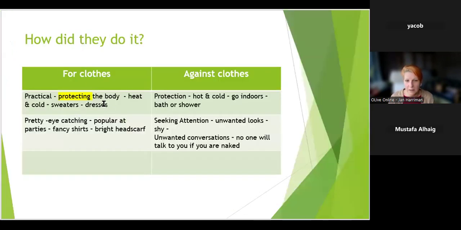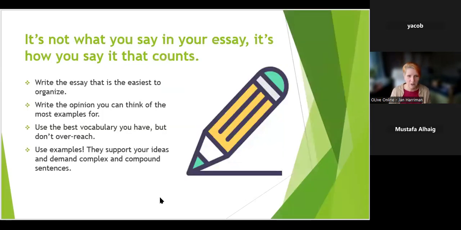We can pull out the notes that the person made in order to write this. Okay, these are the main ideas. These are the examples that were used to support it, right? And that's the key to the task 2 essay. Any questions on this at all?